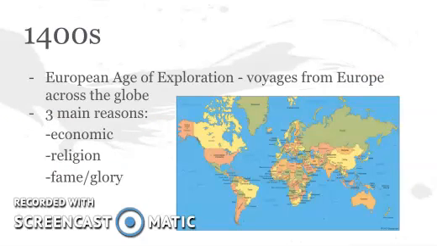1400s. So we have the European Age of Exploration. What that was, just voyages from Europe across the globe. The main reasons, we'll highlight three of them today, but the main reasons were economic reasons, religious reasons, and fame and glory reasons. So, as far as economics go, to improve one's economy, to make more money, you went and traveled. So these people were traveling, acquiring spices, gold, and they were establishing better and faster trade routes.